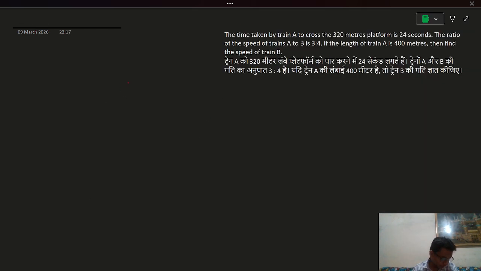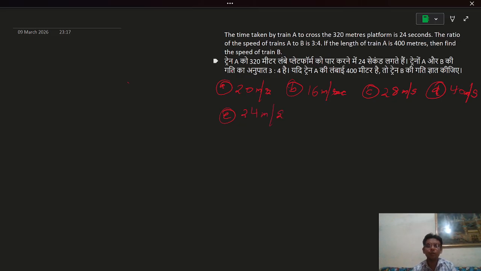Okay, options are 20 meter per second, 16 meter per second, 28 meter per second, 40 meter per second, 24 meter per second.